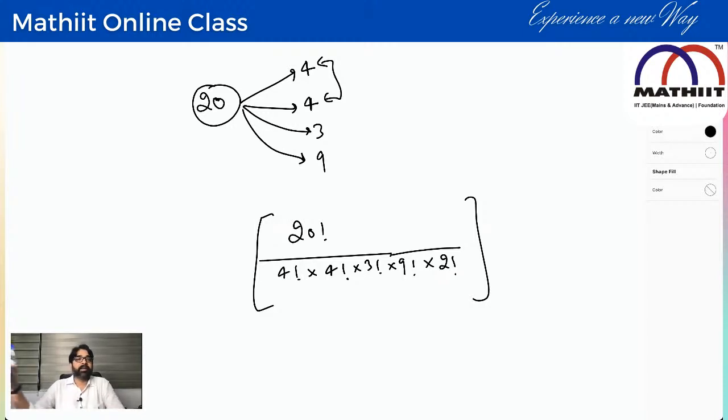Please confirm everybody. Is this clear? These are just grouping, not distribution. If distribution, then into whatever number of people, multiply by that factorial.